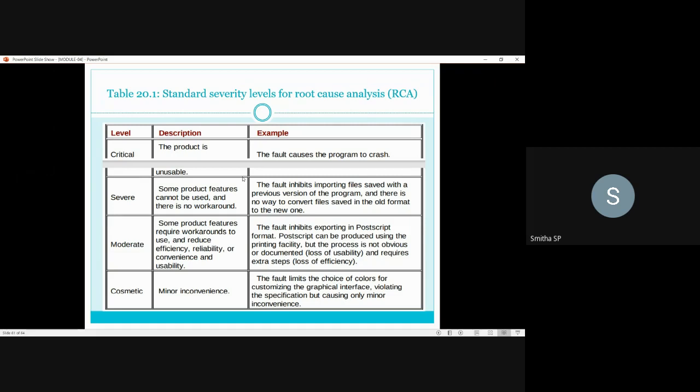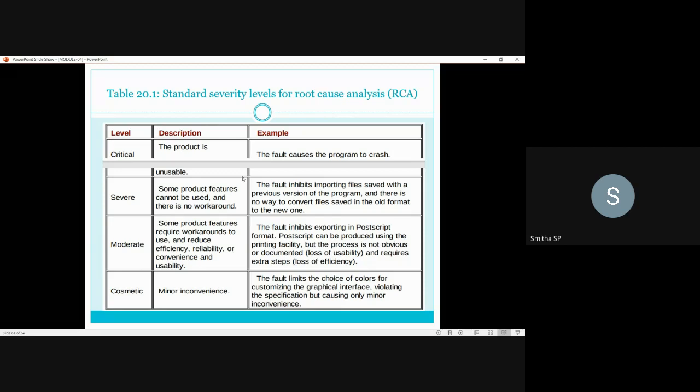The next class of severity is severe. Severe means some product features cannot be used and there is no workaround. The product is usable, but some features are not able to work. An example is a fault that inhibits importing files saved with a previous version of the program, and there is no way to convert files saved in the old format to the new one.